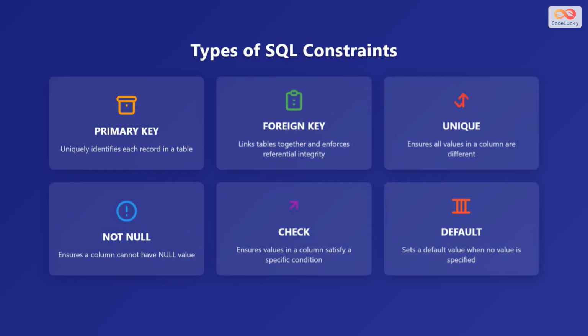SQL constraints come in several flavors, each designed to enforce a specific type of rule. We have primary key, which uniquely identifies each record in a table. Foreign key, which links tables together and enforces referential integrity. Unique, which ensures all values in a column are different. Not null, ensures a column cannot have a null value. Check, ensures values in a column satisfy a specific condition. Default, sets a default value when no value is specified.